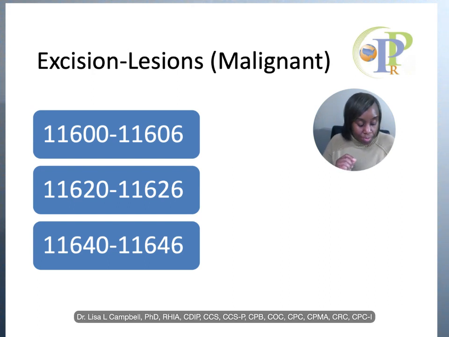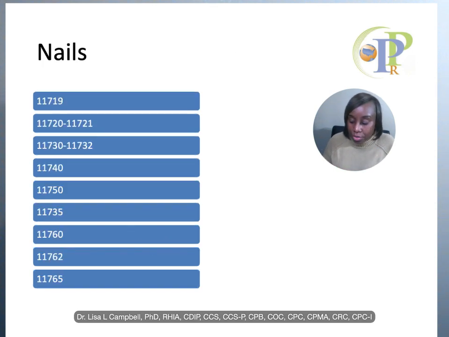Something else I want to mention is that with the excision of lesions, you are going to capture each lesion. You do not add them together. How do I know that? The code description says benign lesion, that's 1, or malignant lesion, that is 1. Again, there is much more to this process, but this is the basic of what I want you to know. I know that you're going to be reading the subsection notes, the parenthetical notes, all of it. Next up, we're going to go on to page 101.